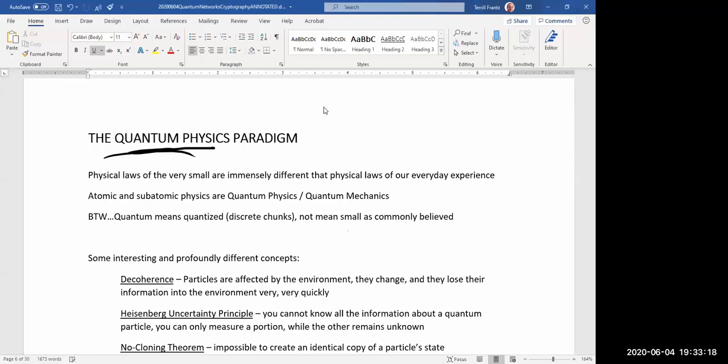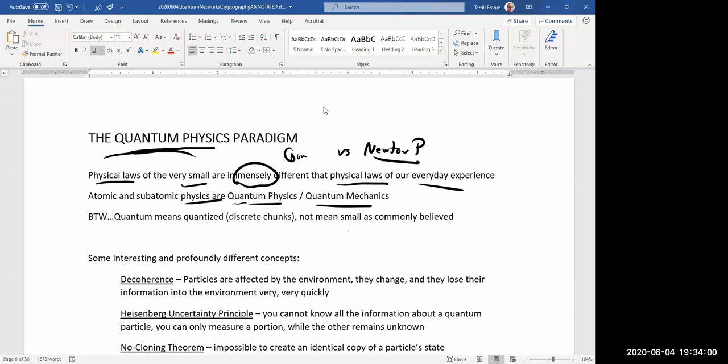So, first of all, when it comes to quantum physics, the physical laws of the very small are immensely different than the physical laws of our everyday experience. And this is known as quantum mechanics versus Newtonian physics. Newtonian physics are the physical laws that we see in our everyday experience. But at the atomic and subatomic level, quantum physics kicks in, and I don't quite know the difference between the terms quantum physics and quantum mechanics, but for my purposes, they're essentially the same thing. It's the physics or the mechanics of the very small.